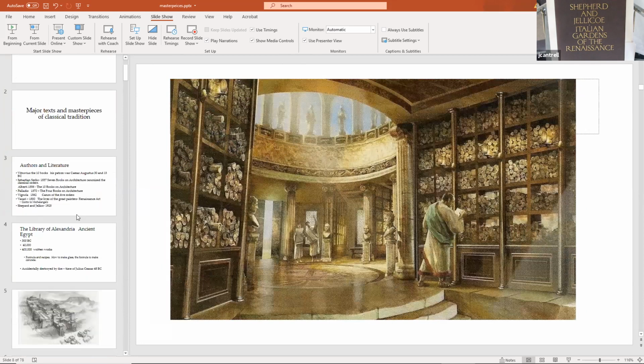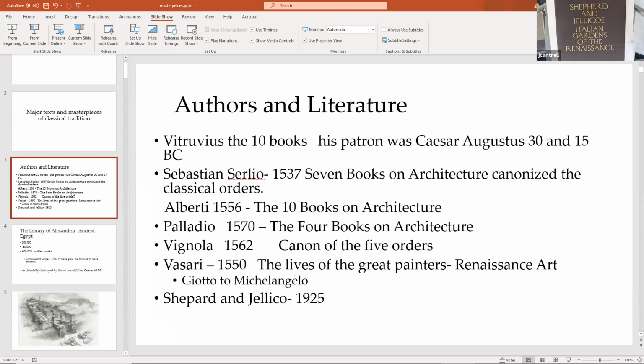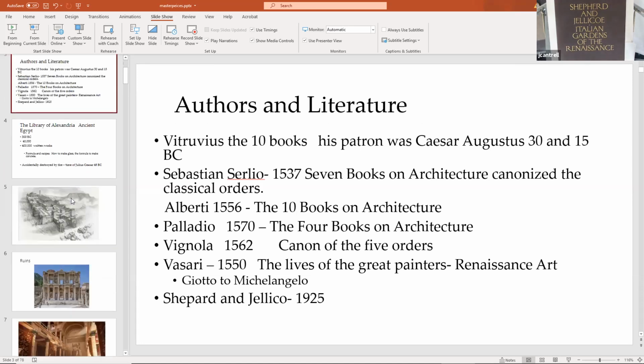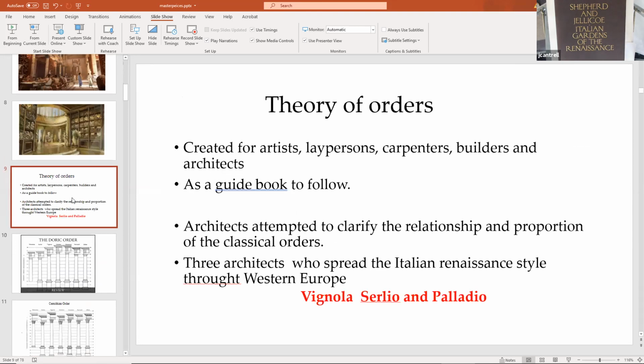So a lot of the writings in this chapter, called Authors and Literature, pretty much all these architects are discovering and redrawing the classical orders because, roughly, certainly in Vitruvius' time in the first century AD, we didn't have a lot of published information in books. You couldn't go to a library and just check a book out and properly draw a Corinthian or draw a column. But we're going to talk about the theory of the orders.